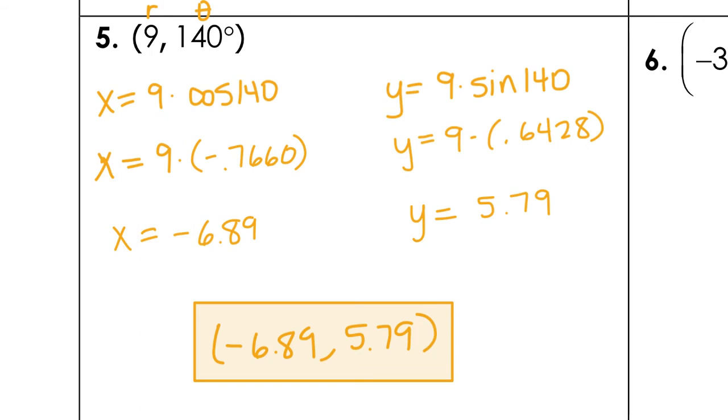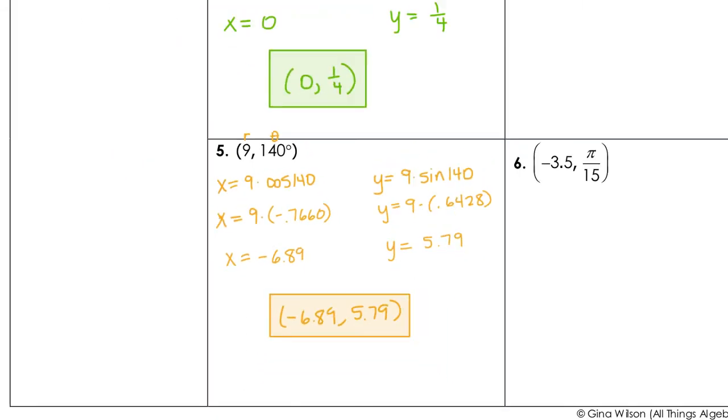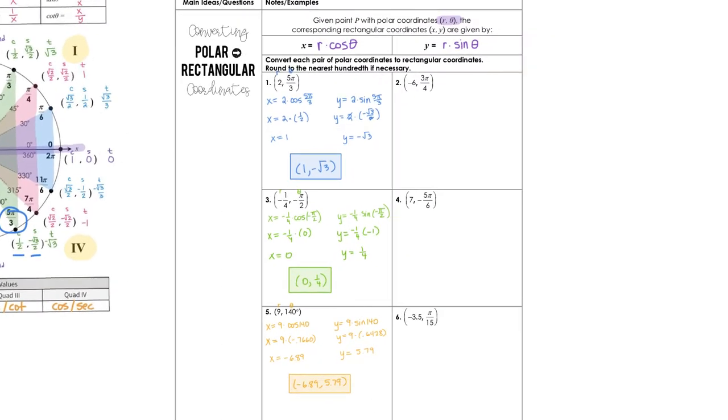So not too bad. You just follow the formula: x is r cosine theta, y is r sine theta. Okay, but this is when they give you a polar coordinate and you're going to rectangular. What if I want to go the opposite direction?